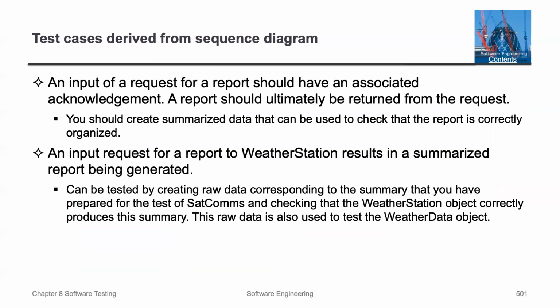So for test cases derived from sequence diagrams, an input of a request for a report should have an associated acknowledgement. A report should ultimately be returned from the request. You should create summarized data that can be used to check that the report is correctly organized. An input request for a report to the weather station results in a summarized report being generated. This can be tested by creating raw data corresponding to the summary that you have prepared for the test of SATCOM, and checking that the weather station object correctly produces a summary. This raw data is also used to test the weather data object.